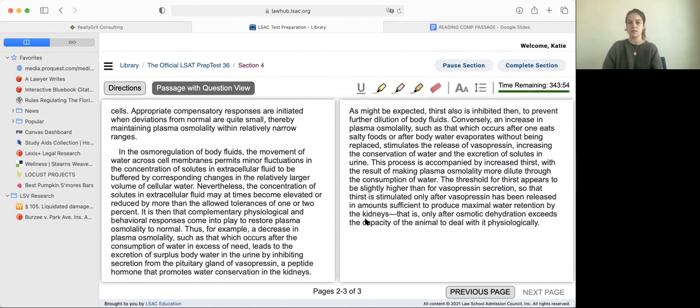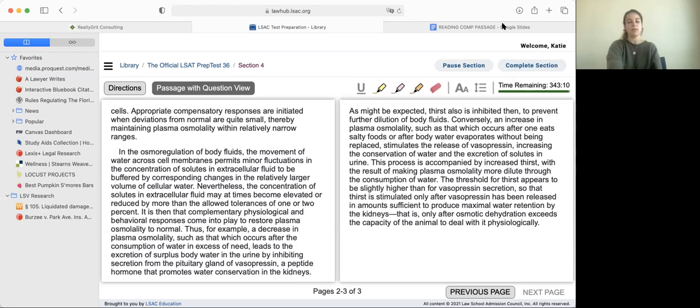Conversely, an increase in plasma osmolality, such as occurs after one eats salty foods or after body water evaporates without being replaced, stimulates the release of vasopressin, increasing the conservation of water and the excretion of solutes in the urine. This process is accompanied by increased thirst, with the result of making plasma osmolality more dilute through the consumption of water. The threshold for thirst appears to be slightly higher than for vasopressin secretion, so that thirst is stimulated only after vasopressin has been released in amounts sufficient to produce maximal water retention by the kidneys. That is, only after osmotic dehydration exceeds the capacity of the animal to deal with it physiologically.